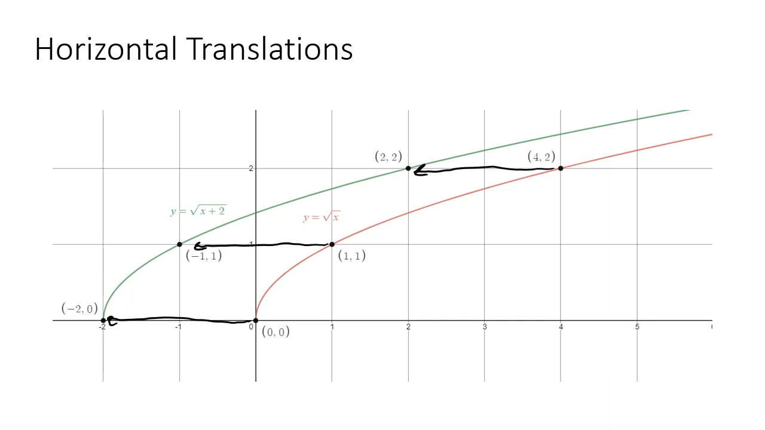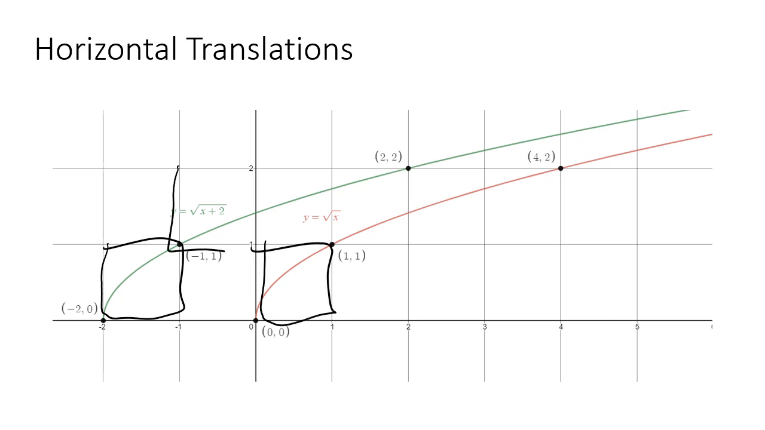Now at first glance, these shapes might look like they have a slightly different shape, but that's only because you can see more of the green graph in this case. If you compare it box for box, you would see that these two graphs have exactly the same size and shape. The only difference, everything is just moved 2 to the left.